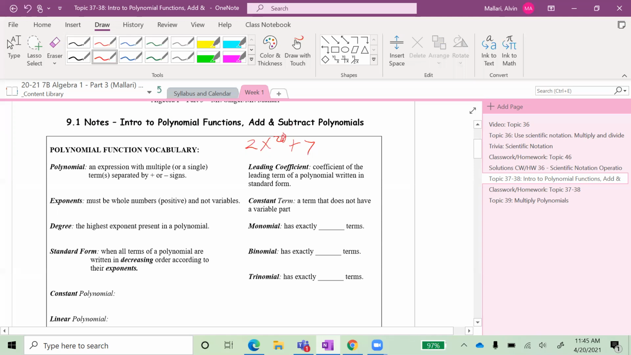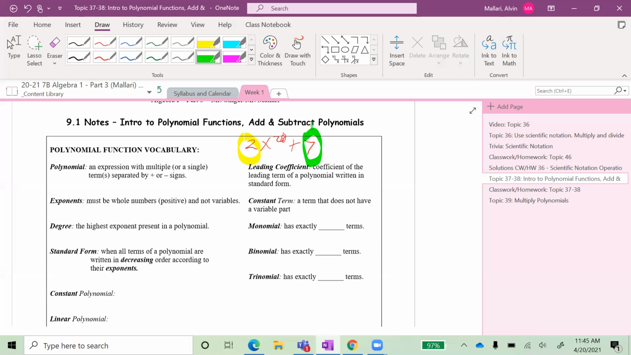Okay, so let me make that into a 20. So the number in front of x to the 20th power is 2. So that will be your leading coefficient. Okay. Now, the constant term is a term that does not have a variable part. In this polynomial, the constant term would be 7. It is the term that does not have a variable part.